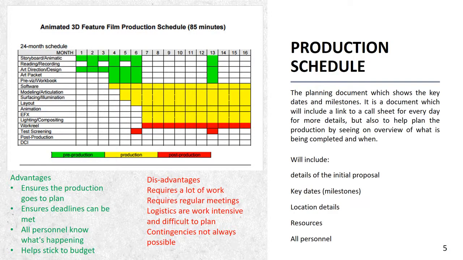A disadvantage of a production schedule is that it requires a lot of work to put together. You need to have a lot of regular meetings with the staff to make sure things are going to plan. Logistics, such as all the personnel, the locations, the props, the set design, everything that needs to actually get done, are very work intensive, and sometimes they're difficult to plan according to timescales. And also contingencies are not always possible, they're not always viable, or very difficult to plan for.